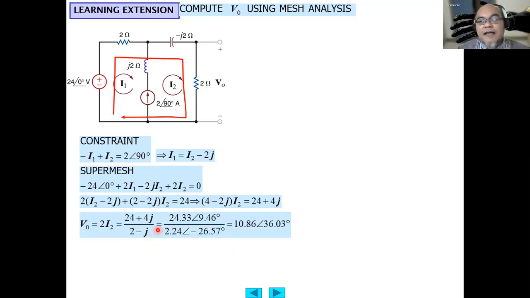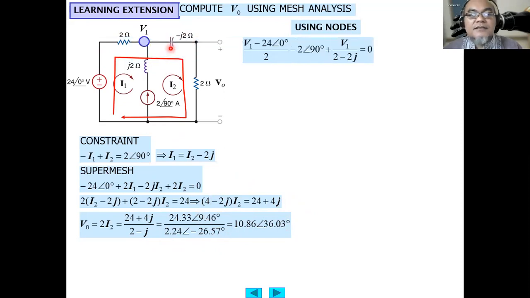And then we express the numerator and denominator in phasor format. So we obtain 24.33 with a phase angle 9.46 divided by 2.24 with a phase angle of minus 26.57 degrees. So hence we obtain 10.86 with a phase angle 56.03.